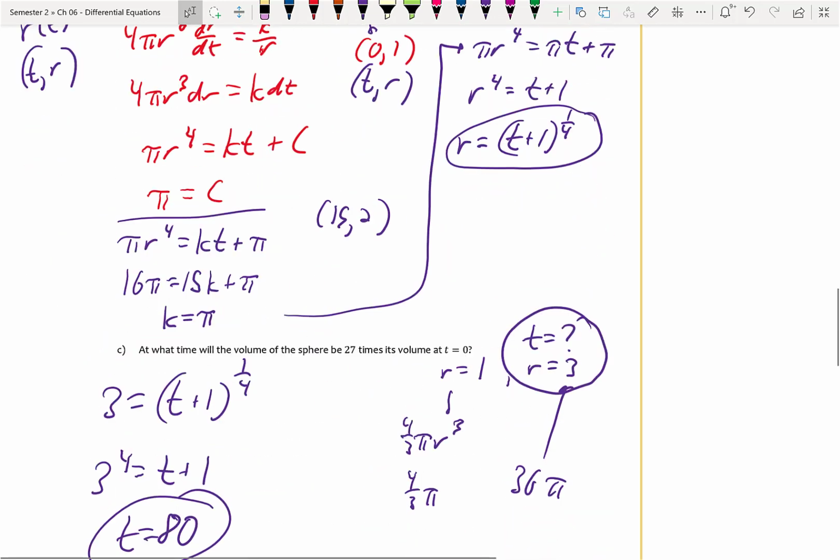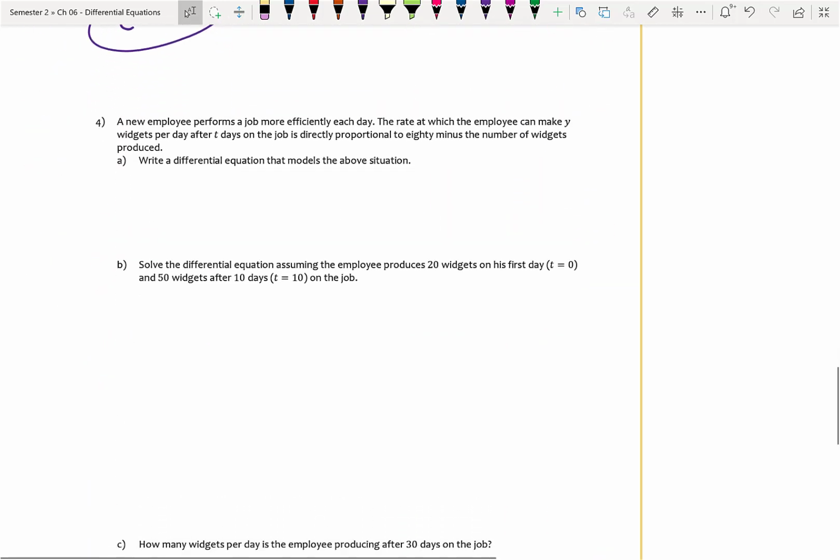Okay, we'll start and see how far we get on this one. A new employee performs a job more efficiently each day. The rate at which an employee can make y widgets per day after t days on the job. That's a complicated way of defining your variables, but that would be dy dt. Guys, you're not going to have dt dy. That's another little clue for how this is going to work. dt's are always going to be your denominators.